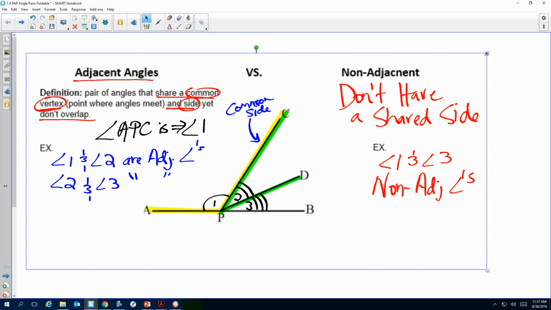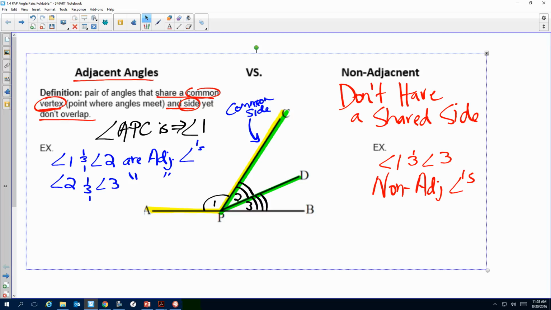Yes? For the adjacent angles, don't 1 and 2 overlap? 1 and 2 overlap, where the yellow is. Are you seeing the overlap as I'm talking about APD? Is that where you're seeing the overlap? This is shared. I showed that the colors overlap to show that they share this side. To not overlap means that they can't be on top of each other.